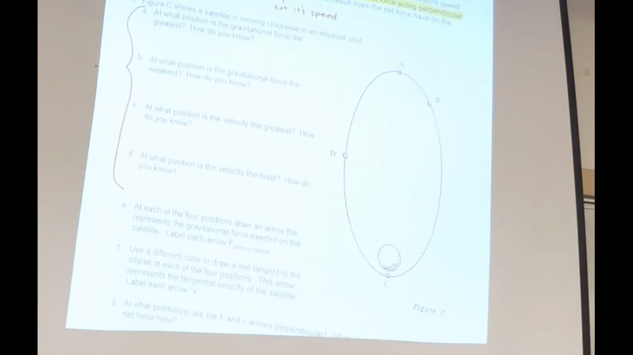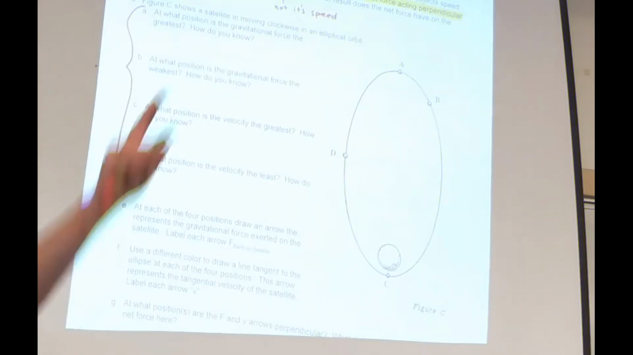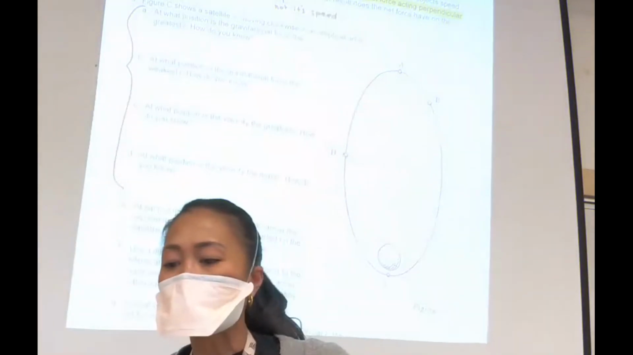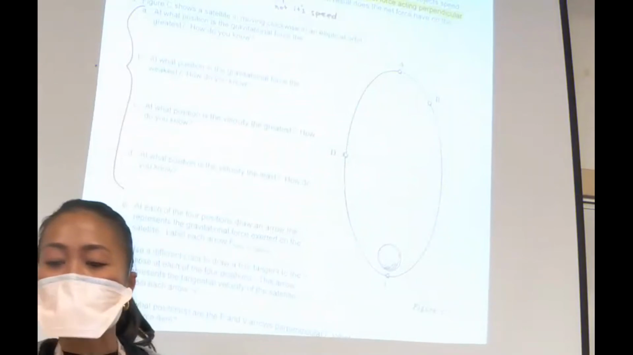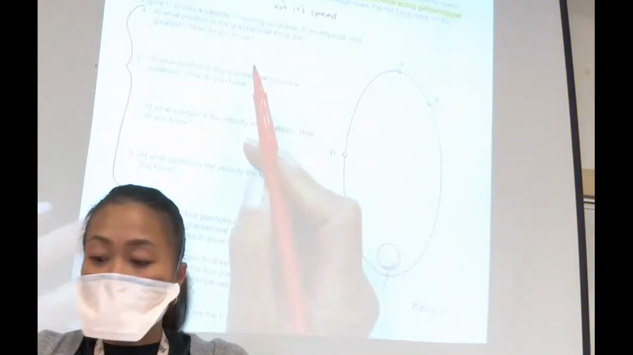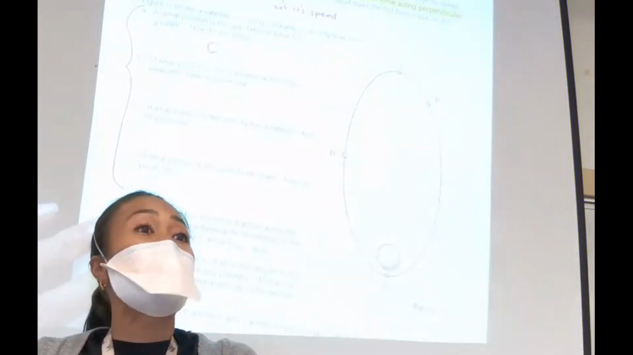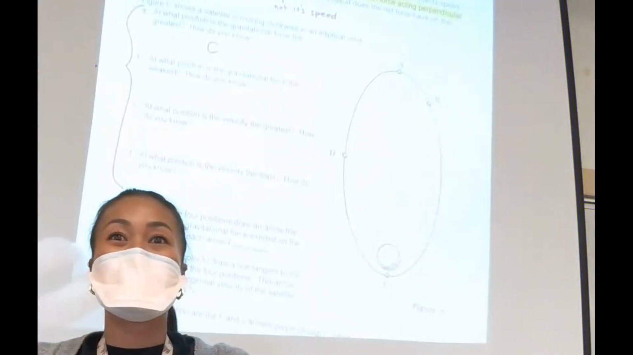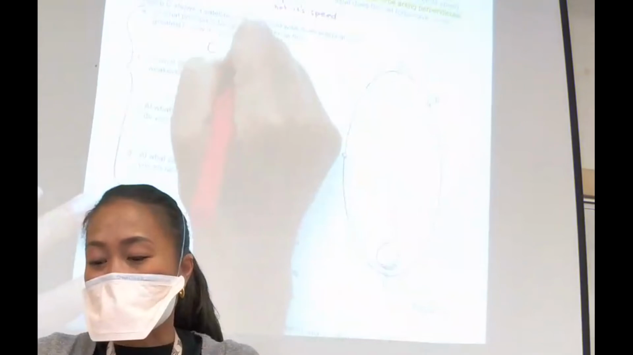All right, so let's start with the first one. Let me have someone from group 5 in the back there. What do you think is going to have the greatest gravitational force? What position? C. How do you know? It's closest to the sun.